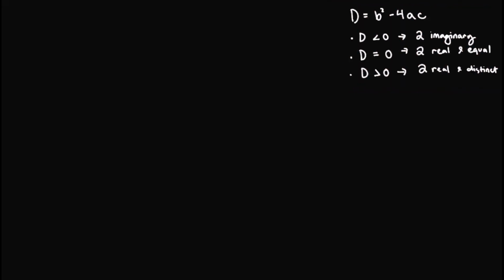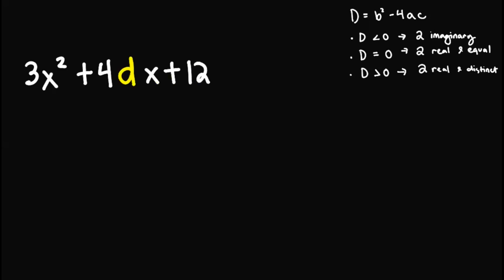Let's have this first example. Let's have 3x squared plus 4Dx plus 12 equals 0. And suppose that we are tasked to find when will this have a real and equal root. So how do we get this one? Recall that to have a real and equal root, we must obtain D equals 0.